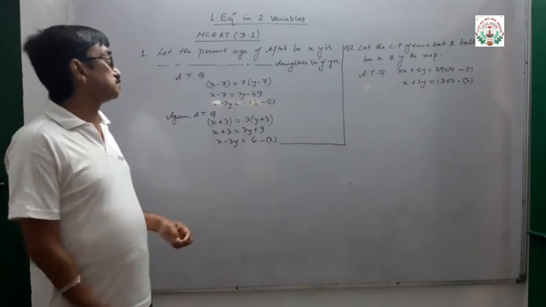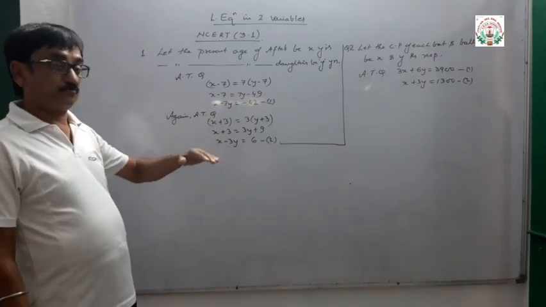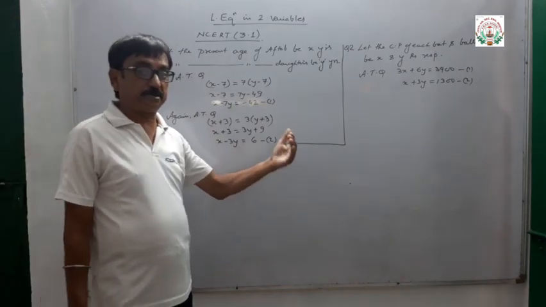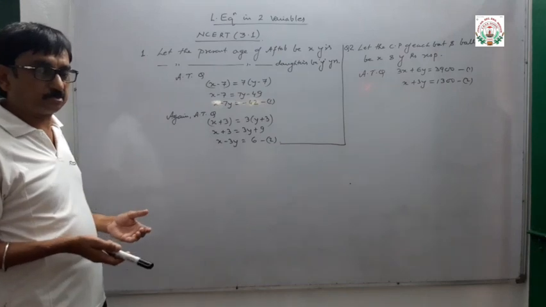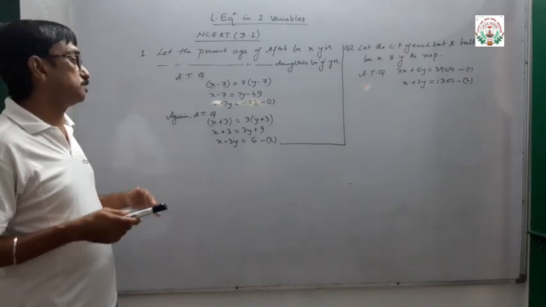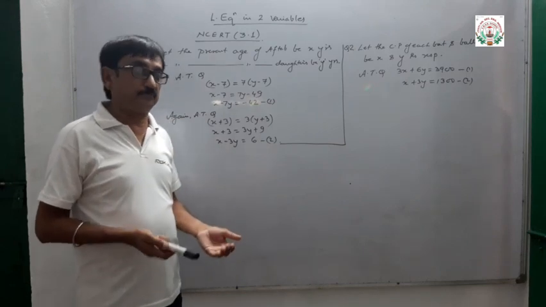Now for the exercise in the NCERT textbook 3.1, the first question, we have to formulate the equation by reading out the word problem. According to the conditions of the first question, we have to form the two linear equations and then we have to draw a graph of it.